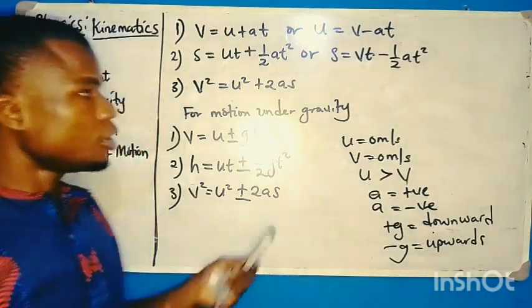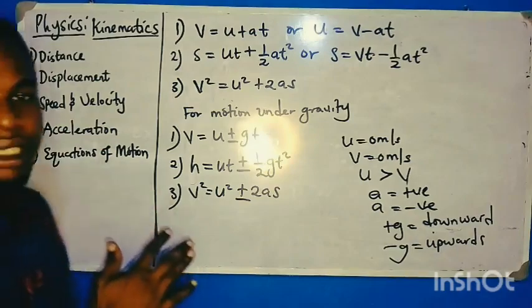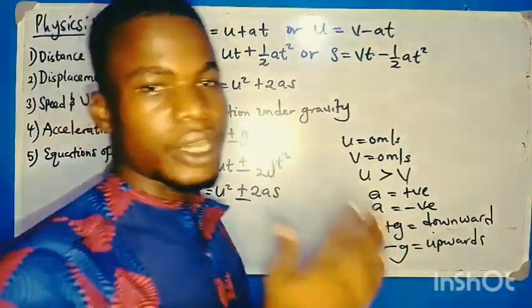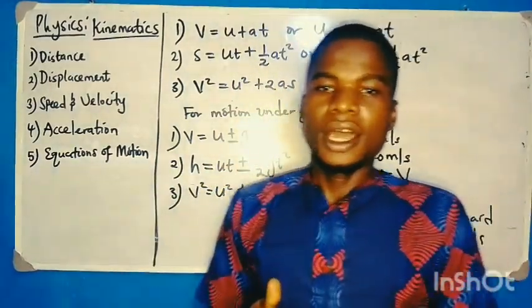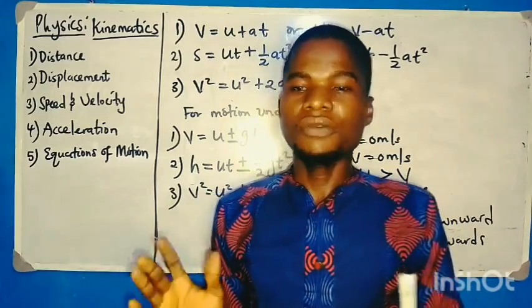In kinematics equations, just know when to use 0, know when to use minus, know when to use plus, and don't mix up the difference between displacement and distance.